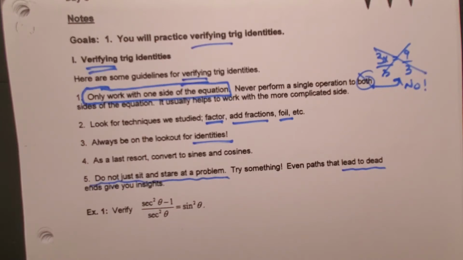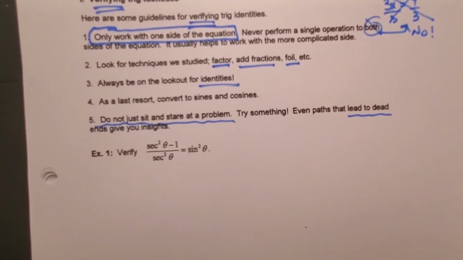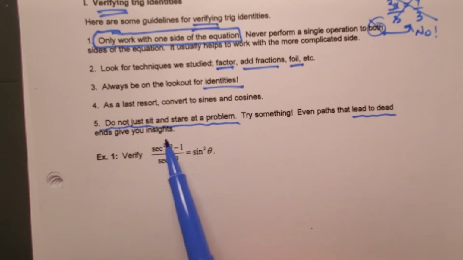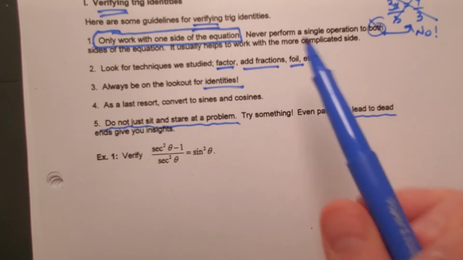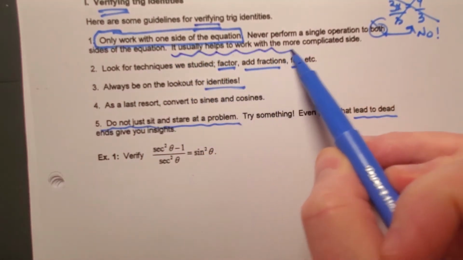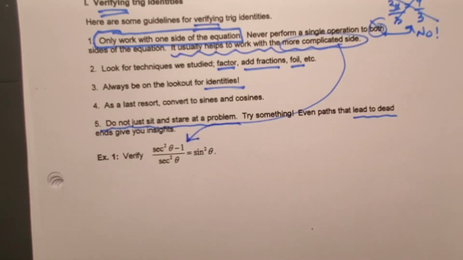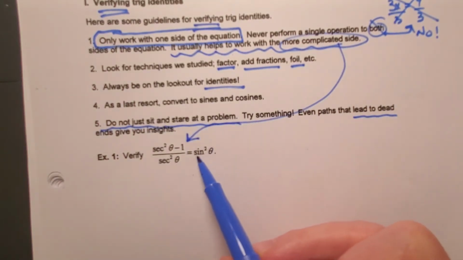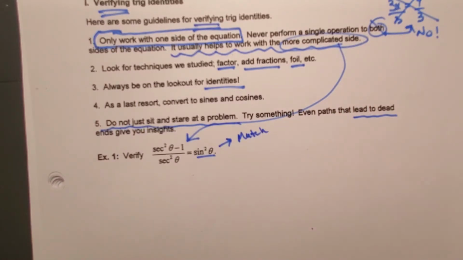All right. So here we go. In example 1, verifying. If you've got to verify this, the problem is always going to be, oh, here it is, I overlooked this part: start with the more complicated looking side. So the more complicated looking side is obviously the left-hand side. We want it to match the right-hand side, where it says sine squared theta. So you take a look at secant squared theta minus 1, and you have secant squared on the bottom.